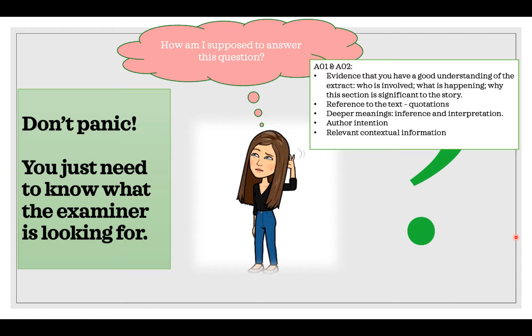You've also got to show deeper meanings. Can you infer? Can you interpret meaning? Can you layer your meaning? Can you pick out multiple meanings from one quotation or one example? Can you comment on author intention? What is John Knowles trying to show you?